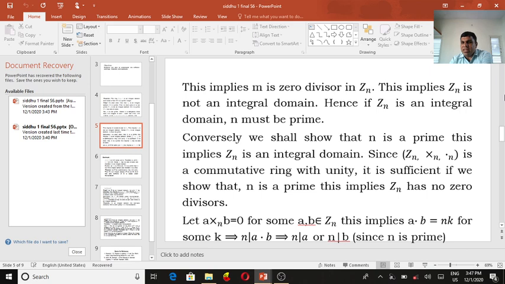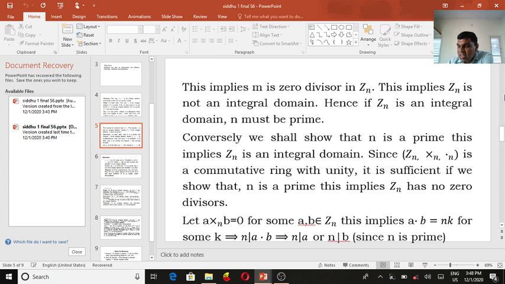Now we come to the multiplication in Zn cross under multiplication, which is a commutative ring with unity. Yes, we come to the definition of a field: commutative with unity. It is sufficient to show that n is a prime. This implies Zn has no zero divisor.